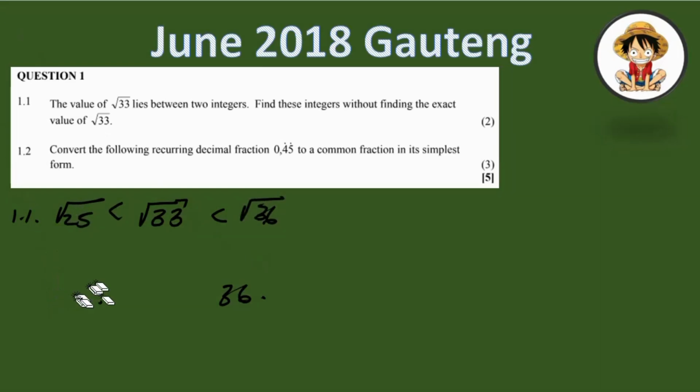Afterwards, I simplify those. The root of 25 is what? Is 5. And the root of 36 is what? Is 6. There we go. 2 marks for me. Easy.